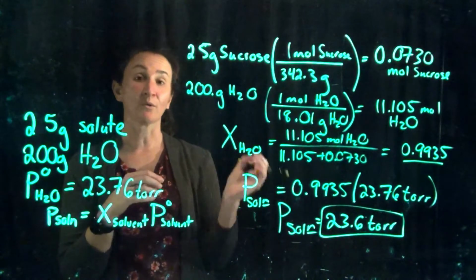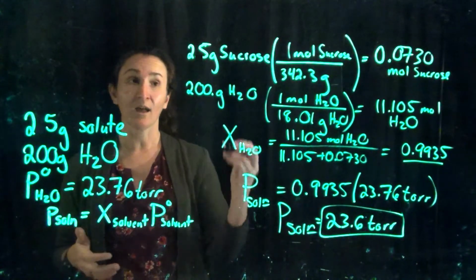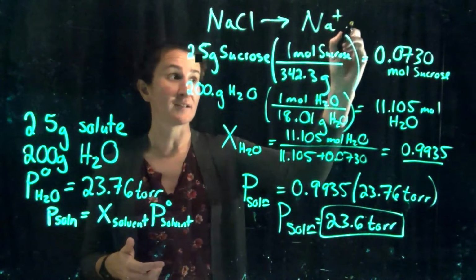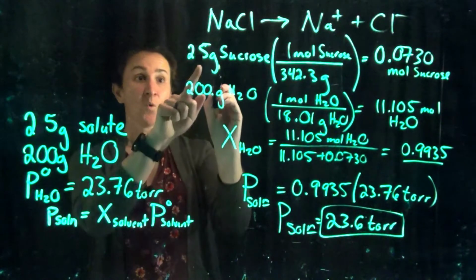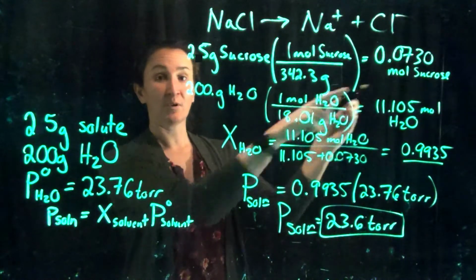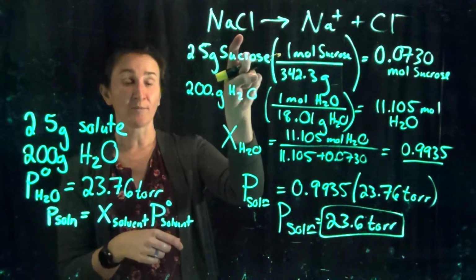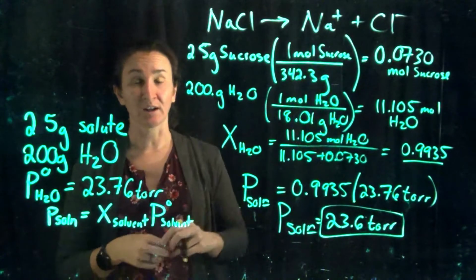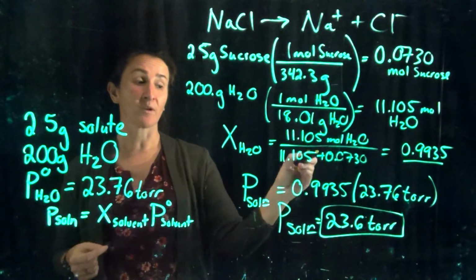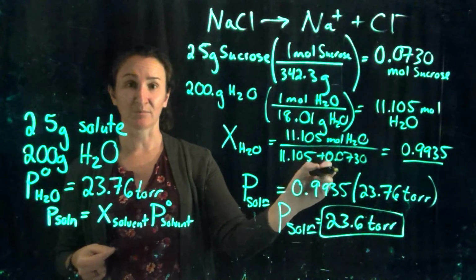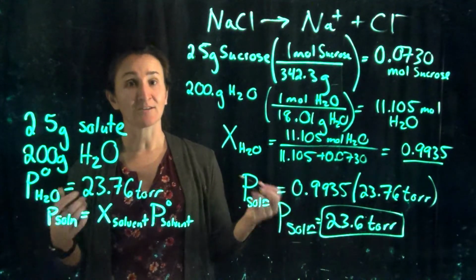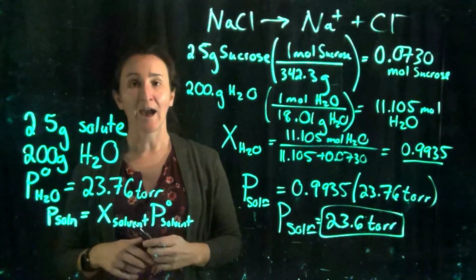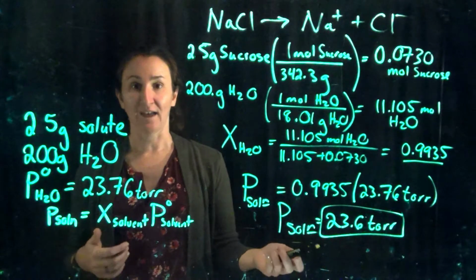But sucrose, when you throw it into water, it dissolves. It does not break apart. Whenever you throw sodium chloride into solution, it breaks apart. So instead of having, for every mole of sucrose, 1 mole of a compound, you throw 1 mole of sodium chloride into solution and you have 1 mole of sodium and 1 mole of chlorine. It breaks apart into 2. So you end up with more moles on the bottom of your mole fraction. So let's go ahead and do that one next. If you have 2.5 grams of sodium chloride, what is the pressure of that solution?